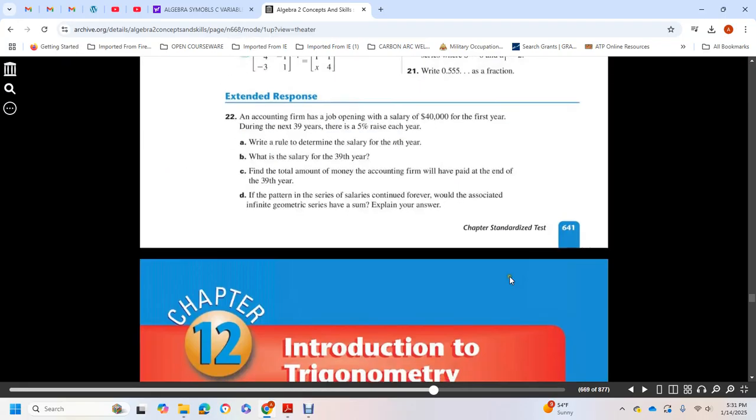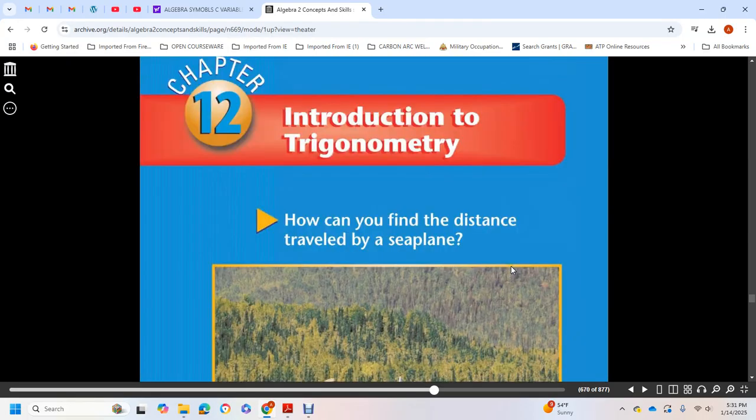Chapter 12, Introduction to Trigonometry.